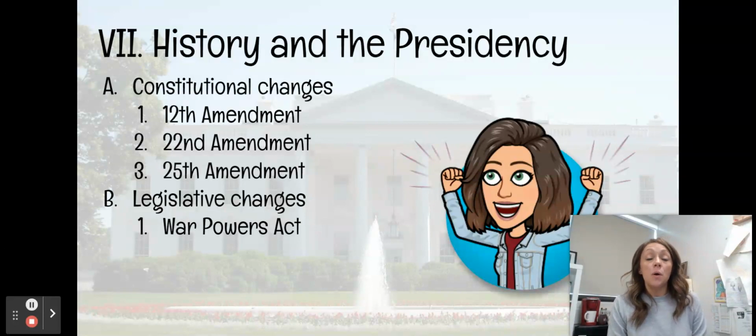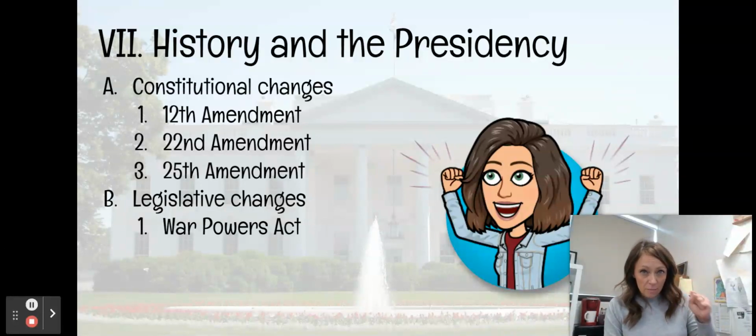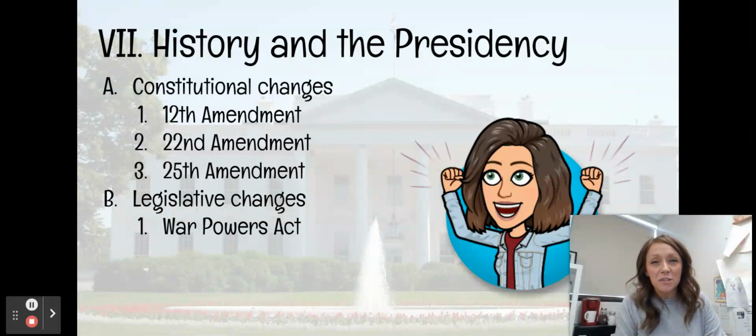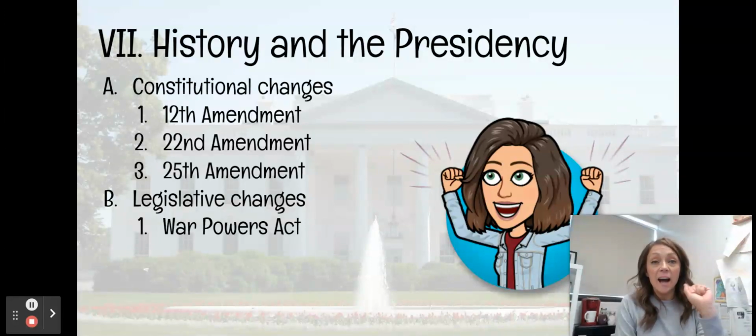The War Powers Resolution has a few different components, so you may want to get ready. It says that the president has to tell Congress about sending troops into combat within 48 hours. The War Powers Act also says that Congress has to approve what the president is doing within 60 days. And if they don't approve it, then the president has 30 days to bring the troops home.